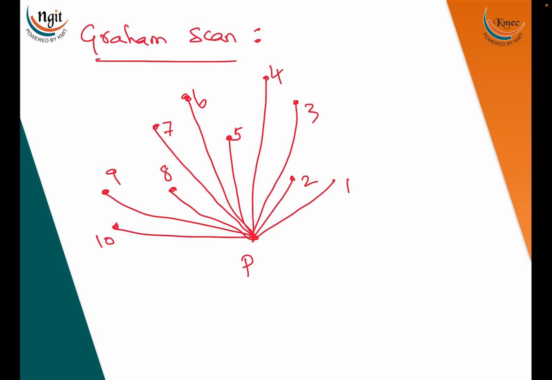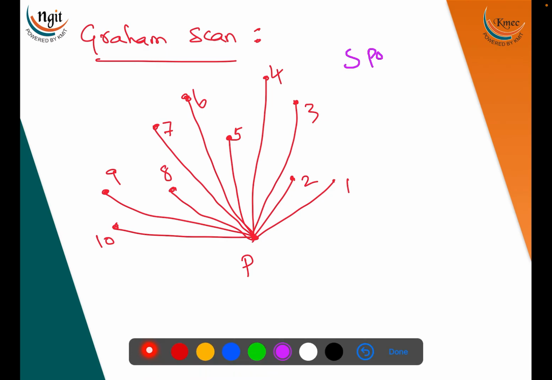So what is Graham-Scan? Before you apply the Graham-Scan algorithm, first consider a set S of points on a plane. Now the Graham-Scan algorithm identifies the point P from S with the lowest y coordinate value. This is the first step of the algorithm. The second step of the algorithm is what? We'll sort the points of S according to the angle subtended by the points and P with the positive x-axis.